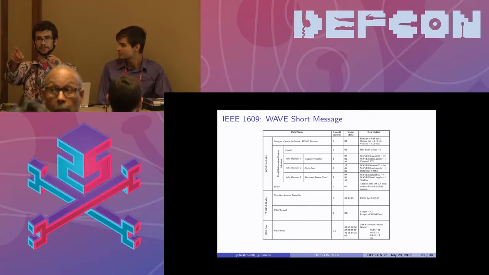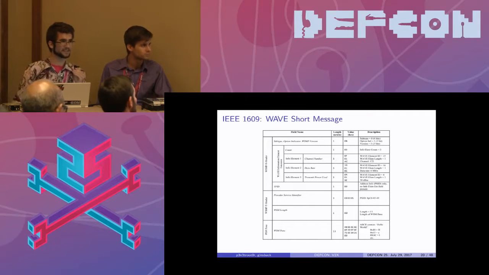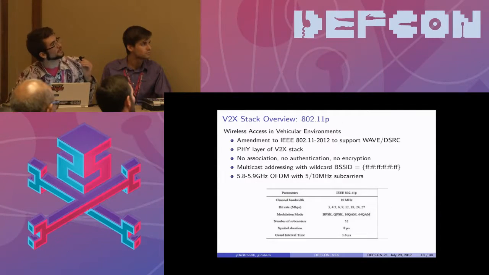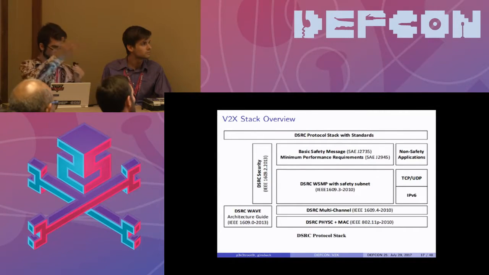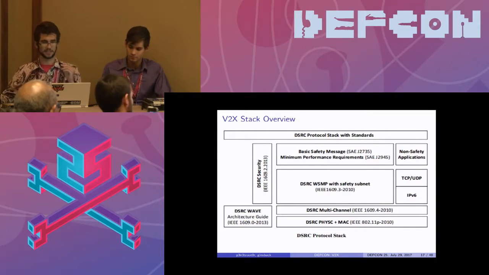So we're going to do a stack overview. We go from the physical layer, 802.11p. Actually, I think we'll go back a couple here. The physical layer and the MAC layer are comprised by IEEE 802.11p, the management plane by IEEE 1609, and the application layer by SAE J2735.